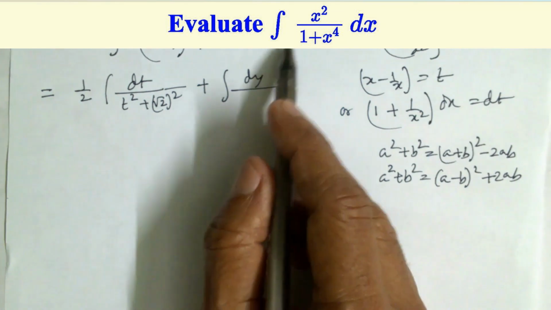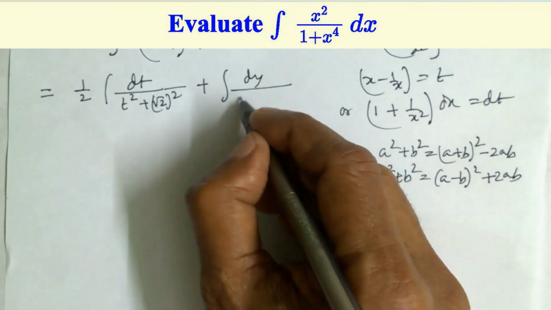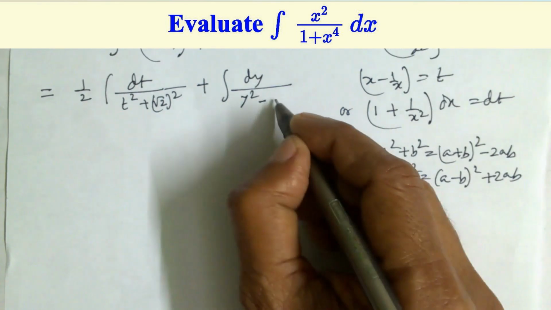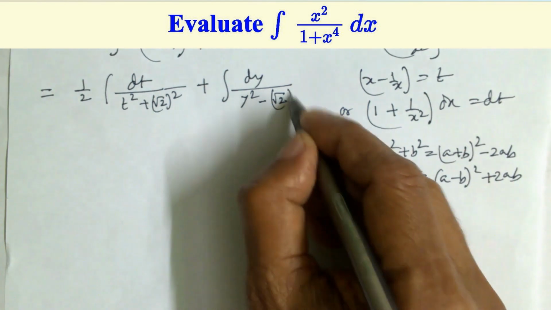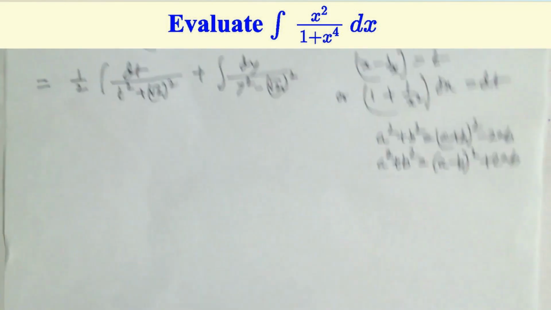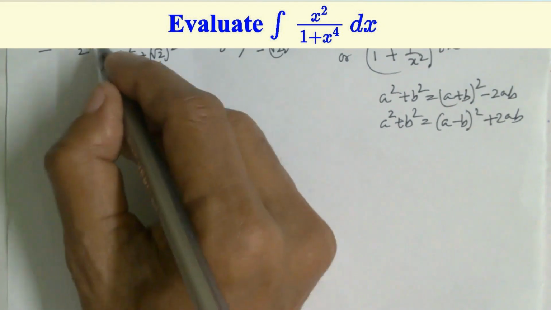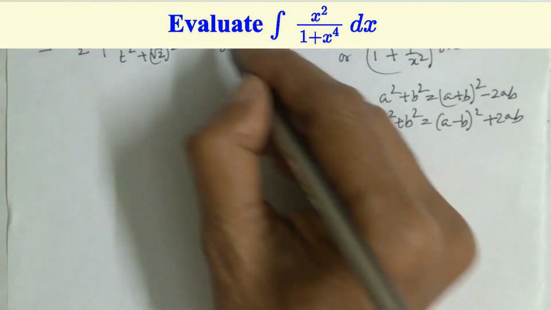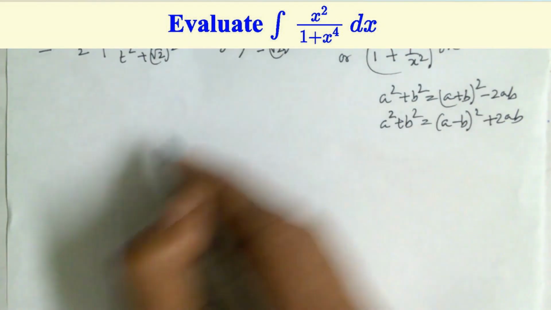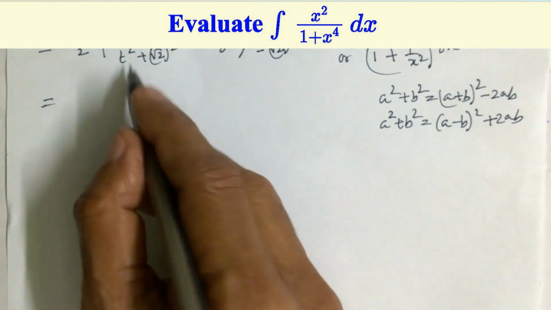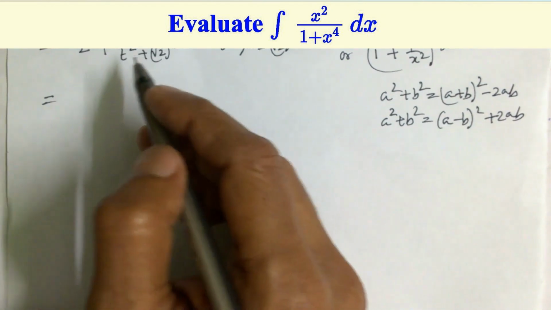by x plus 1 by x, minus root 2 that of square. Here either we should use the third bracket or half we will write. So this is the formula. What formula we will use?